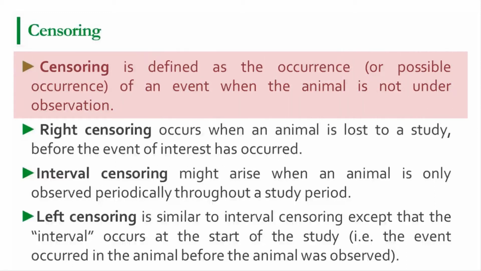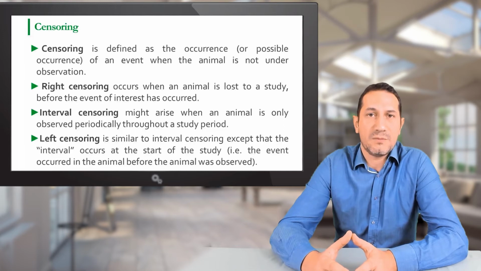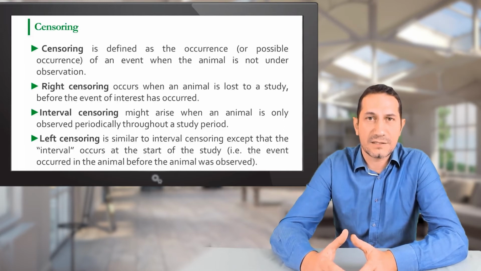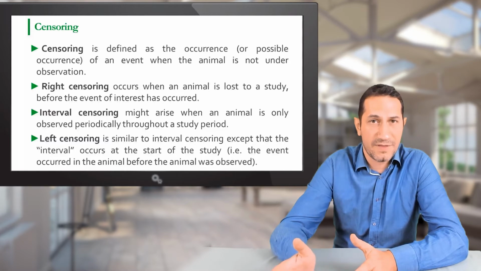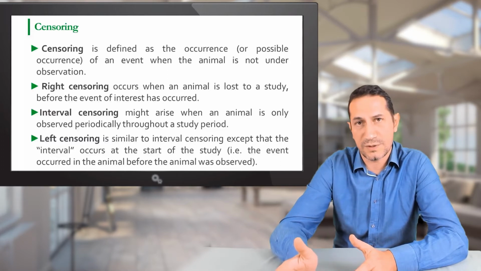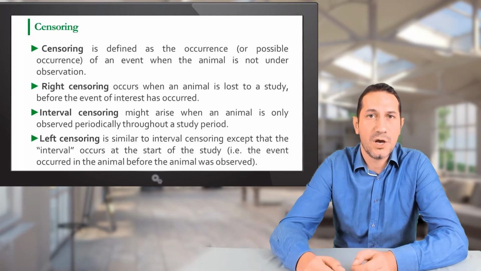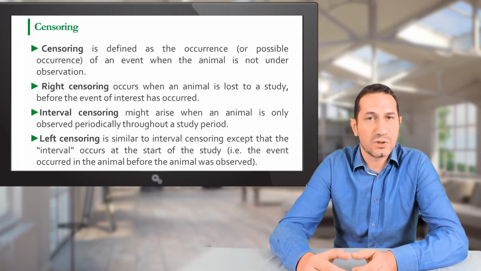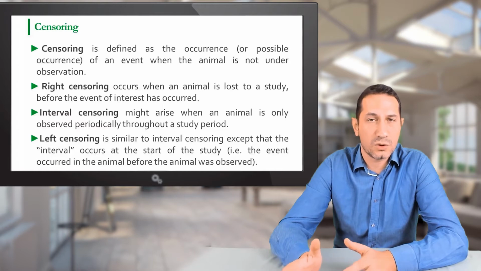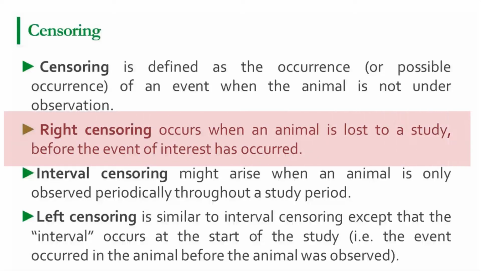And the censoring concept is defined as the occurrence or possible occurrence of an event when the animal is not under observation. To make that more clear, let's say when the study ends, the animal might have that event, but it's beyond what we are looking at in the study period. Or let's say the animal was lost to follow-up, I mean it was sold or so on. And this is generally called right censoring, and this is the one which we'll focus more on today.